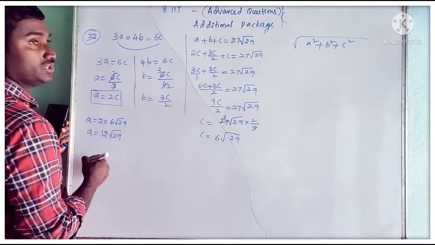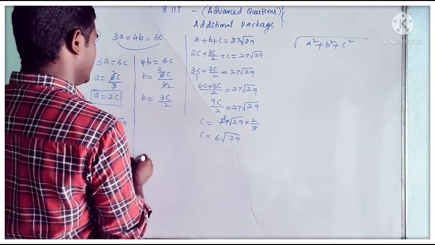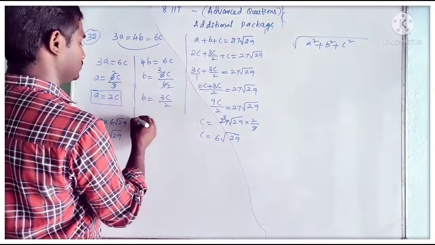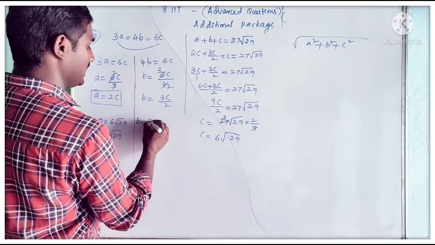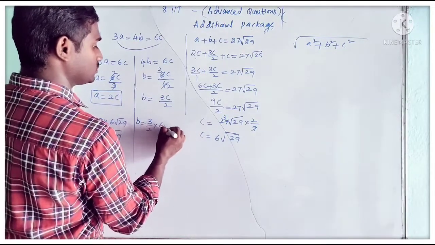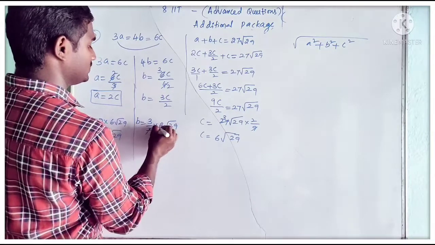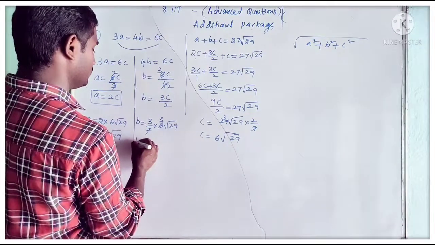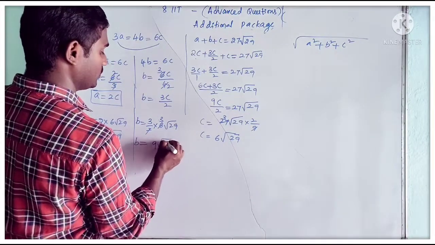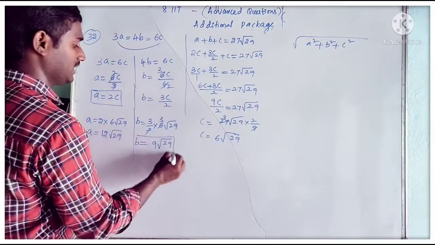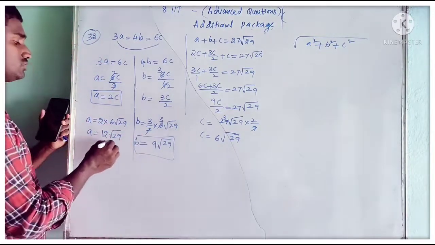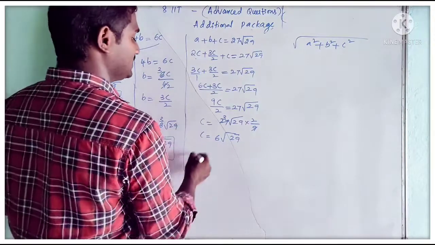A equal to 12 root 29. And b is 3c by 2, that is b equal to 3 by 2 into 6 root 29. So 2 3s are 6, 3 3s are 9, which is equal to b equal to 9 root 29. So b value is 9 root 29, a value is 12 root 29, c value is 6 root 29.